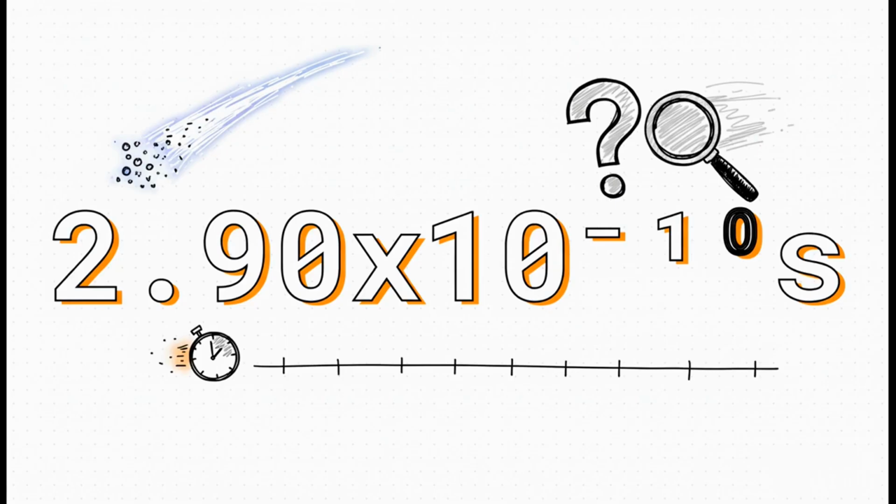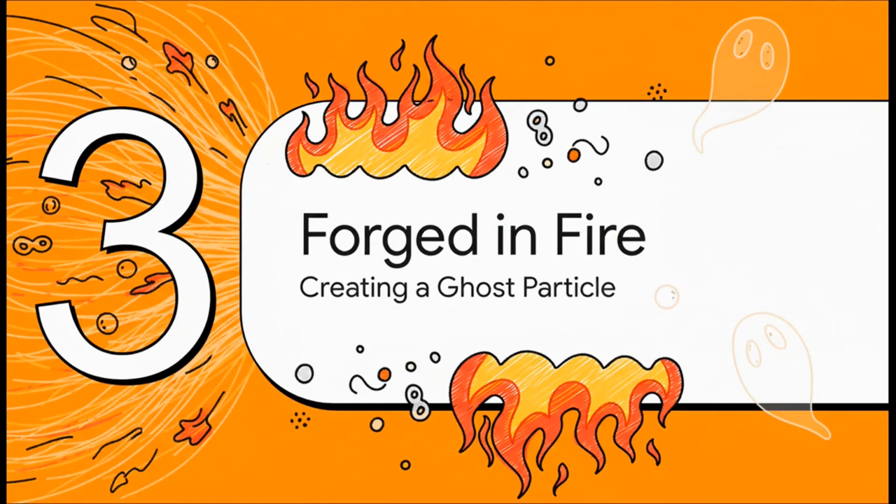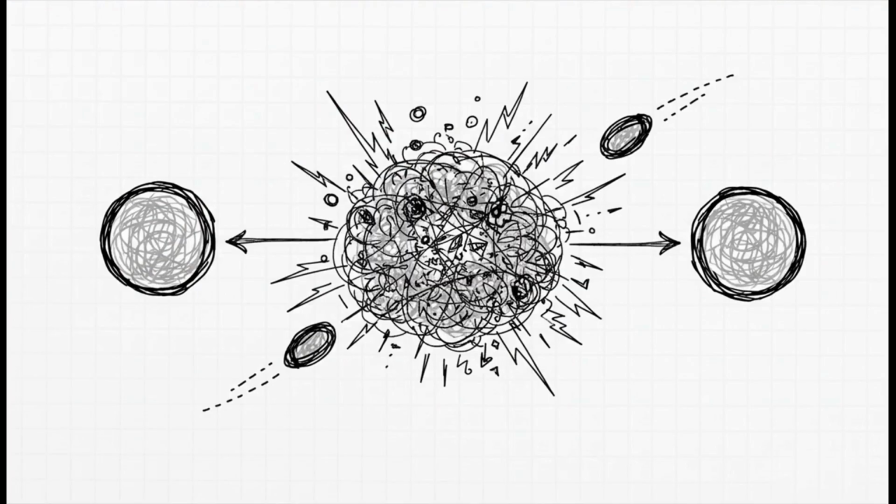So the question is, how on earth do you create something like that? And how in the world do you study it if it's gone that fast? Well, the answer is you build machines that can recreate the most extreme conditions in the entire universe. You basically have to wind the clock all the way back to the very first moments after the Big Bang. If you want to find a particle this exotic, you have to forge it in an absolutely incredible fire. Yeah, you can't just find these particles lying around waiting to be discovered. You have to manufacture them.